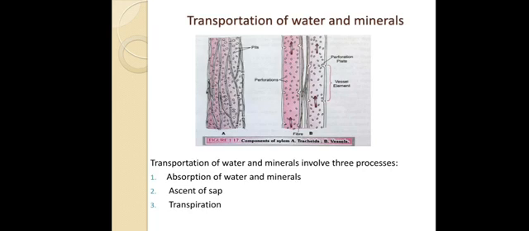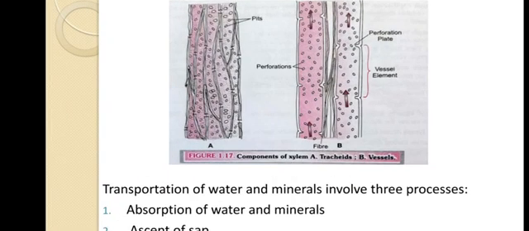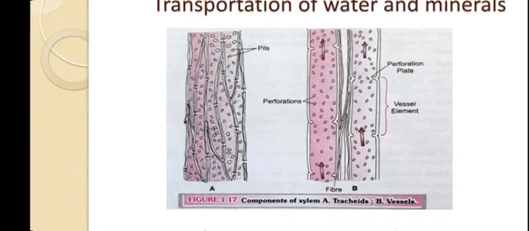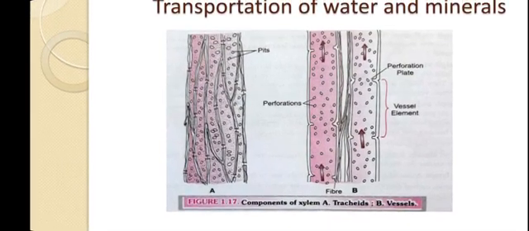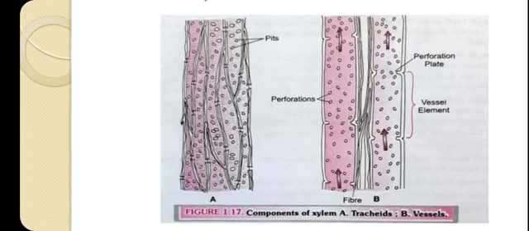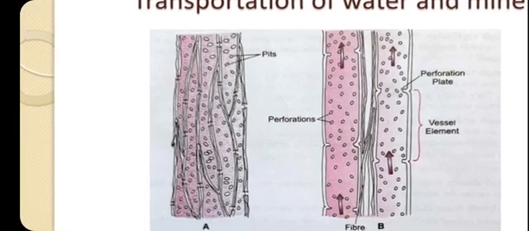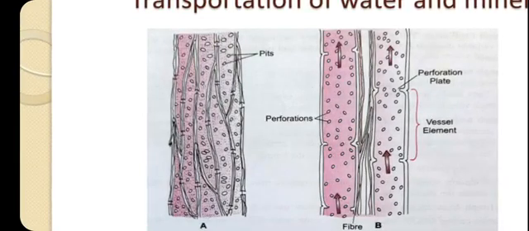You can see here the components of xylem. Two important components of xylem are tracheids and vessels. If you look at the diagram, A are tracheids and B are vessels. Tracheids are spindle shaped cells, and in them you can see pits are present. Pits are the small pores through which the water travels.